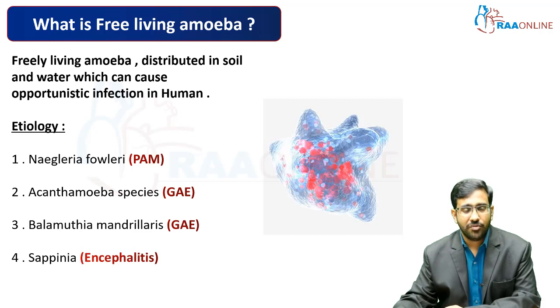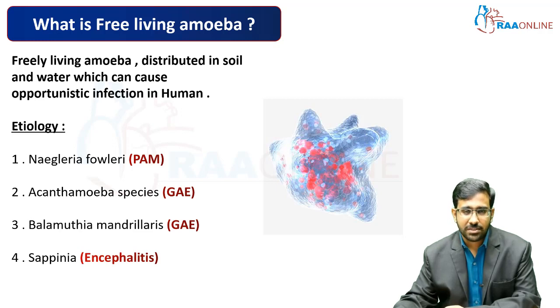In this, Naegleria fowleri is going to cause primary amoebic meningoencephalitis, and Acanthamoeba is going to cause Acanthamoeba keratitis and granulomatous amoebic encephalitis. Balamuthia species also cause granulomatous amoebic encephalitis. And Sappinia again causes a varying form of encephalitis. These are pathogens which belong to the protozoa, and they involve the central nervous system and cause a wide range of manifestations.